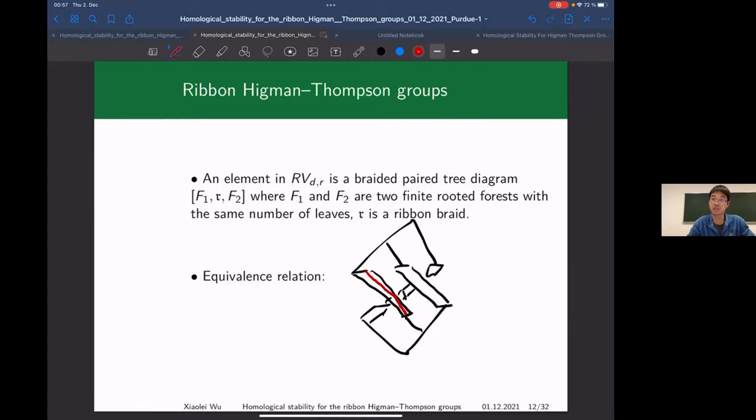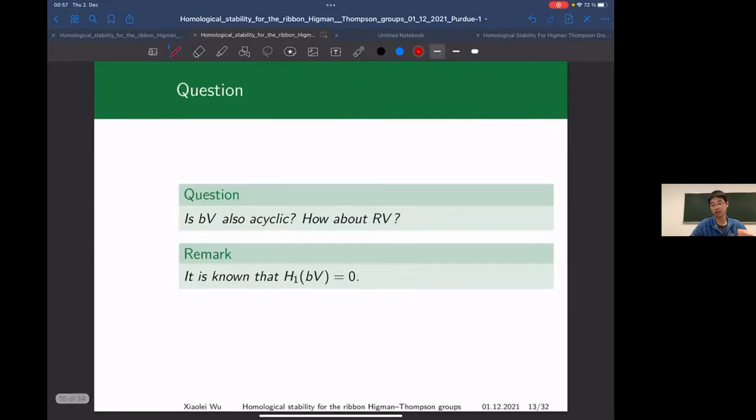So the question for us is, is BV also acyclic? Because we know that V is acyclic, and how about the ribbon Higman-Thompson group? I know that whether BV is acyclic has been asked for quite some time. At least Mats Arensky asked me two or 3 years ago, and at the time it indicates people have been wondering for some time.